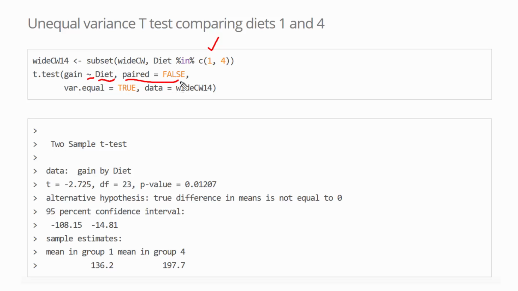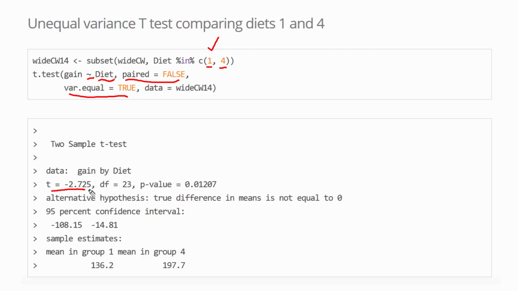I'm going to say paired equals false because in this case, the chicks that received diet 1 were a totally separate set of chicks than those that received diet 4. So it wouldn't make sense to treat them as if they were paired. Chick 1 from diet 1 has nothing to do with chick 1 from diet 4. I'm assuming equal variances, and in the last lecture we concluded that equal variances maybe isn't the best thing to do in this particular data set, so I would suggest that you try on your own running this example with var.equal as false to see how it changes.